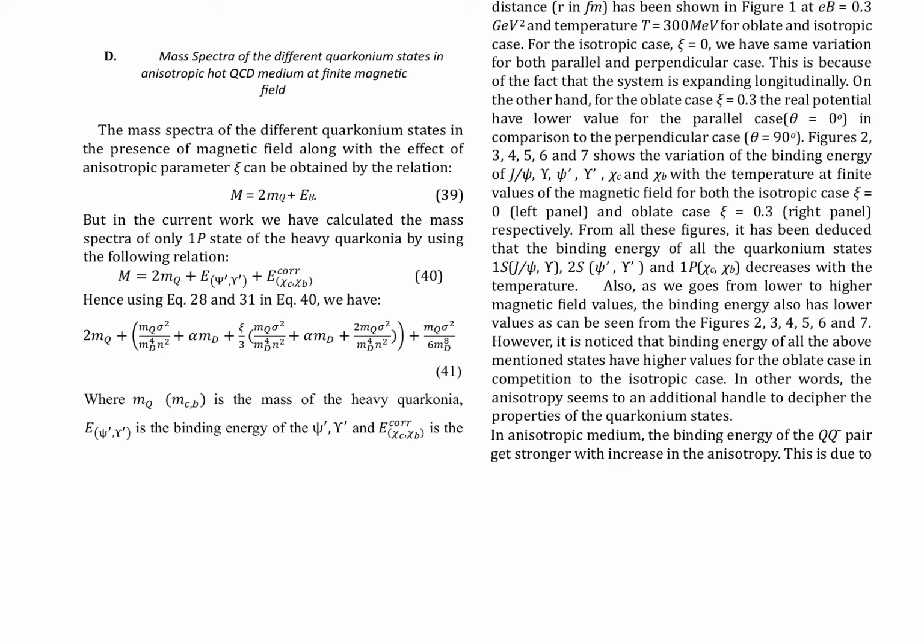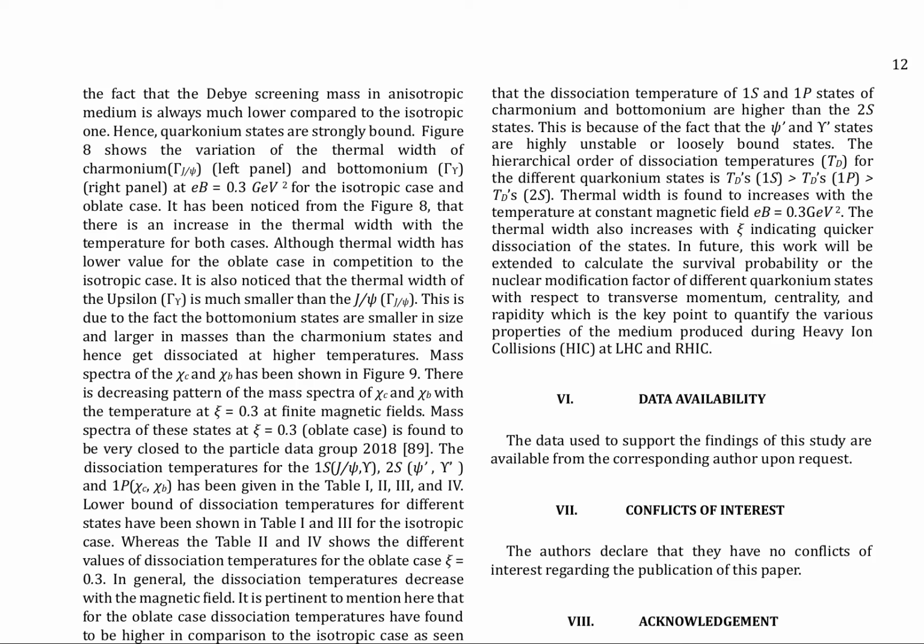The dissociation temperatures, which are calculated using the binding energy, also decrease with magnetic field for both cases. The study finds that the anisotropy has a significant impact on the properties of quarkonium states. The binding energy and dissociation temperatures are higher for the oblate case compared to the isotropic case.